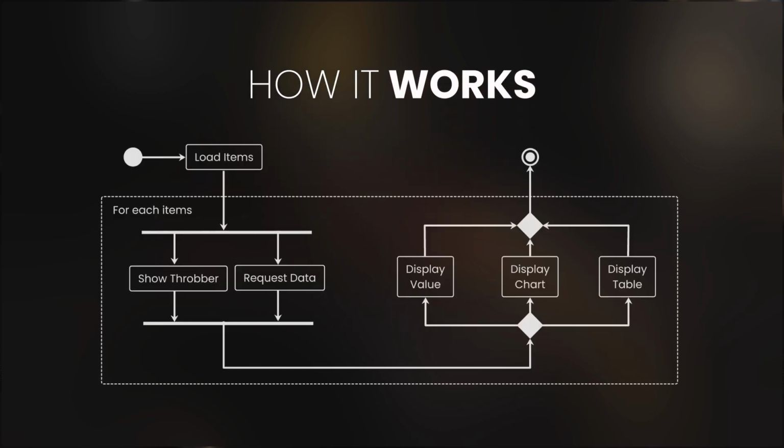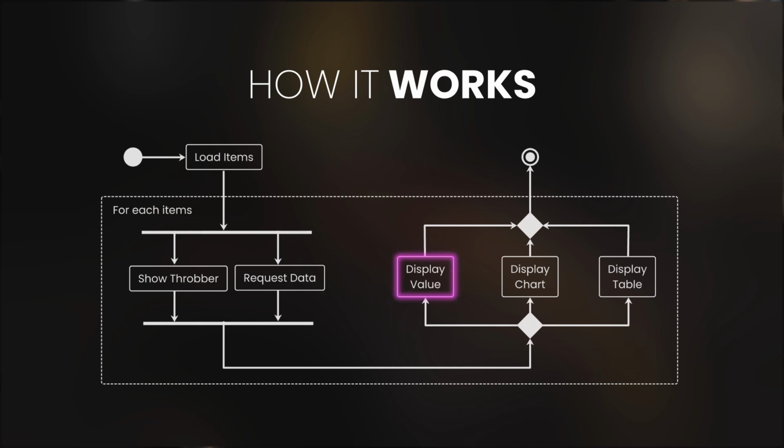Before diving into the code, let's take a moment to understand how the Quickboard module works. This will provide you with a clear picture of the overall architecture and help you better grasp the purpose of each component. When a user accesses the Quickboard, items are loaded and passed to Gridstack.js. As each item is rendered, it requests its respective data. While waiting for the data to be fetched, the item displays a throbber using Spin.js to indicate that the data is being loaded. Once the data is available, each item is rendered according to its type.